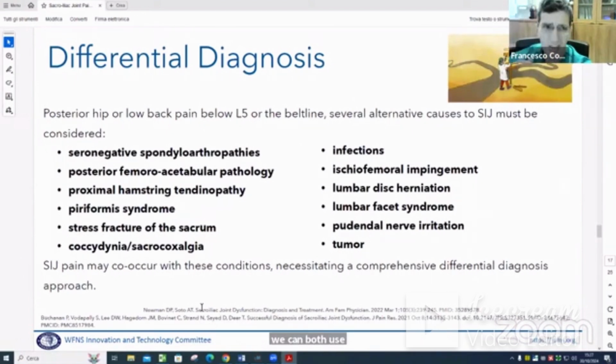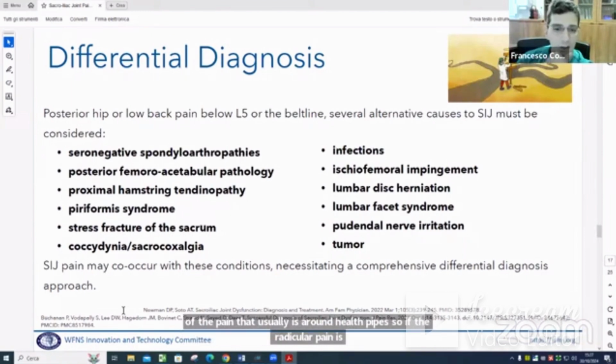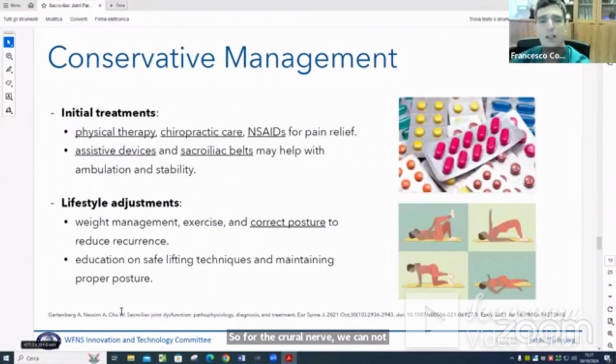The other differential diagnoses present here are maybe tumor, maybe pudendal nerve irritation, lumbar facet syndrome, lumbar disc herniation. So we have different pathologies, but we have to think about the localization of the pain, which is usually around L5. So if the radicular pain is considered for the crural nerve, we cannot think about this syndrome.